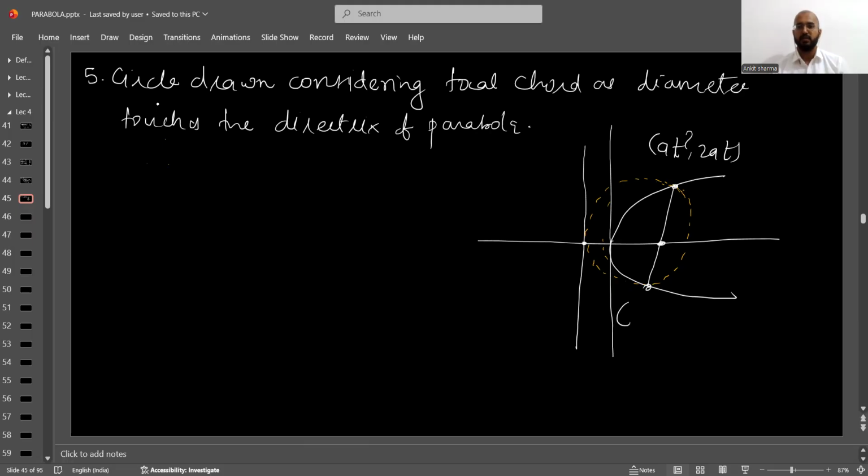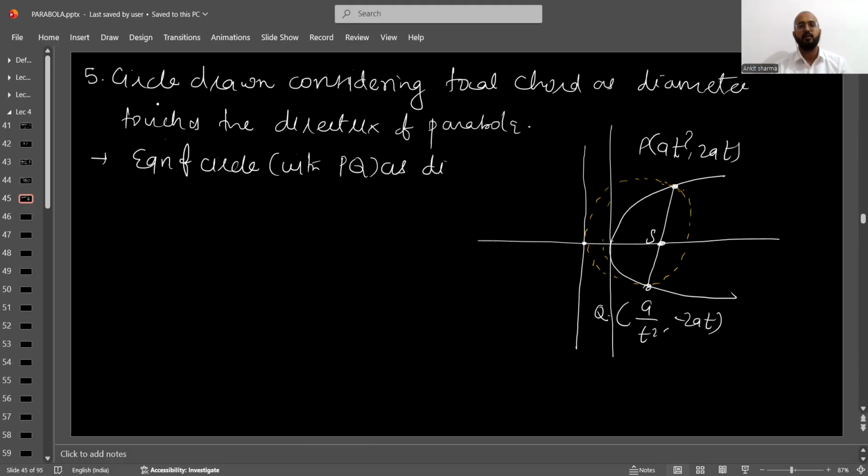The other end is a by t square comma minus a by t. This one I know. So now I have to prove this, and I anyhow have to get the equation of this circle. So let's go ahead. Again, we will use the diametric form because say this is point P, this is point Q, and this turns out to be S. One should not take this S to be the center because that's nowhere mentioned. So the equation of the circle with PQ as diameter.